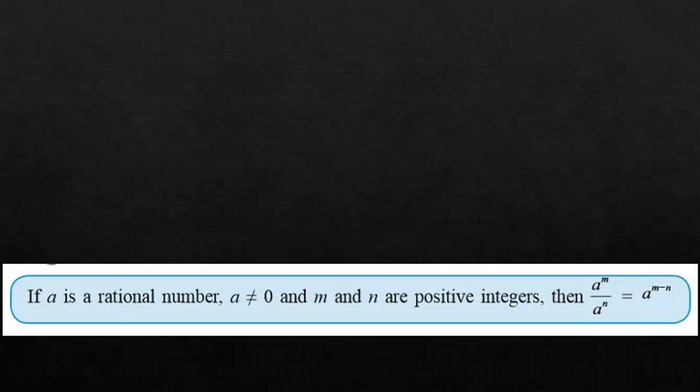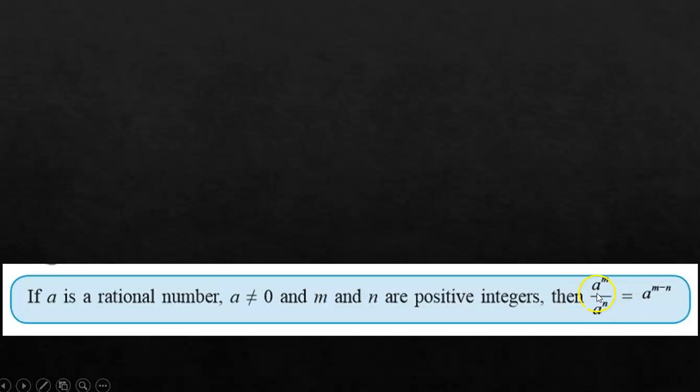Next law: if a is a rational number, a is not equal to 0, and m and n are positive integers, then a raised to m upon a raised to n is equal to a raised to m minus n. Now if you pay attention, a is not equal to 0. That means it is a number. It can be positive, it can be negative. And m and n in this case are positive integers only. And both are different. If you see, this is m and this is n.